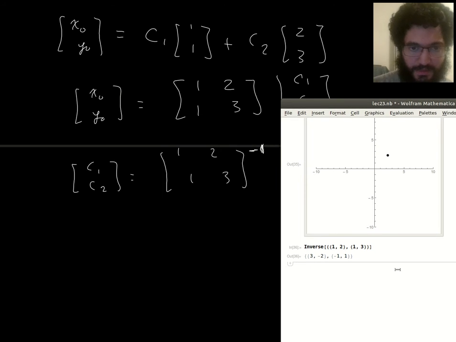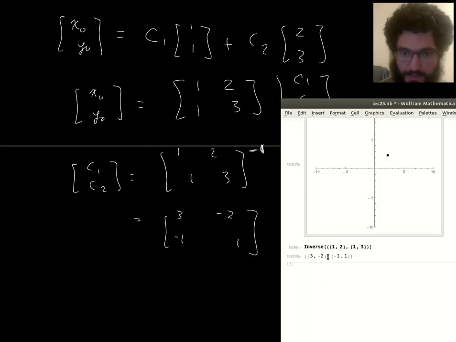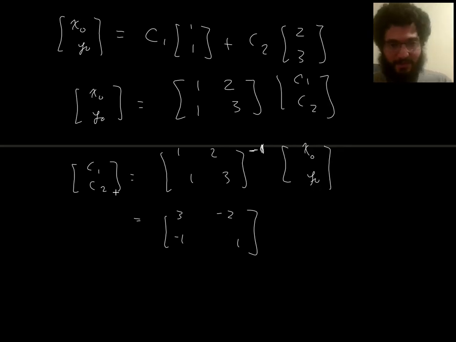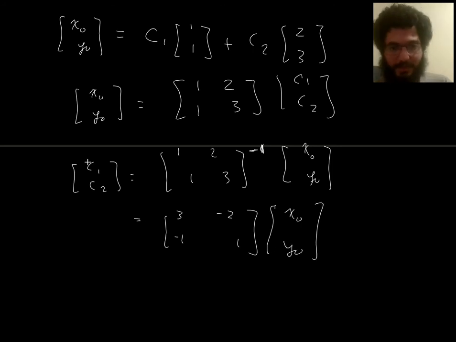Okay. And there it is. That's nice. No fractions. 3, negative 2, negative 1, 1. I typed that incorrectly. Yep. Okay, so there's your C1. C1 is, times this vector of initial conditions. So C1 is 3x naught minus 2y naught, and C2 is negative x naught plus y naught.